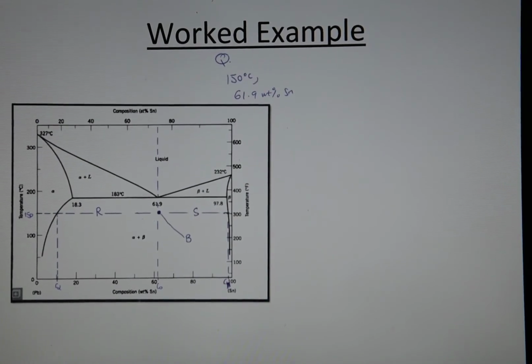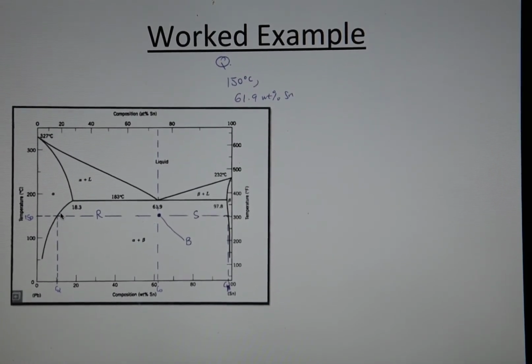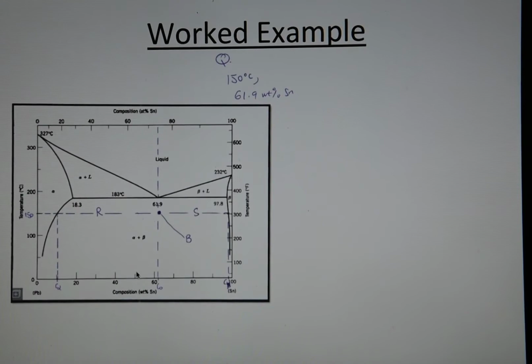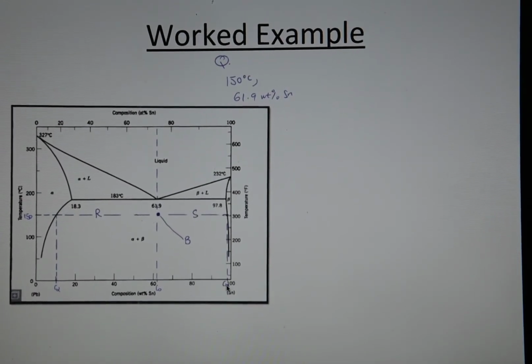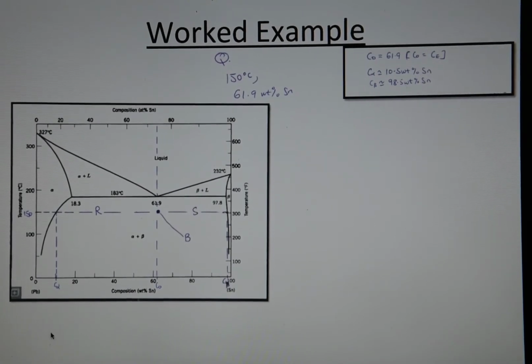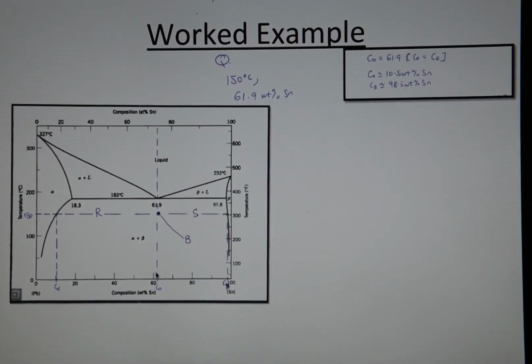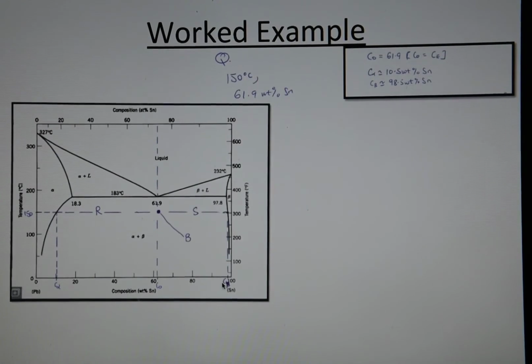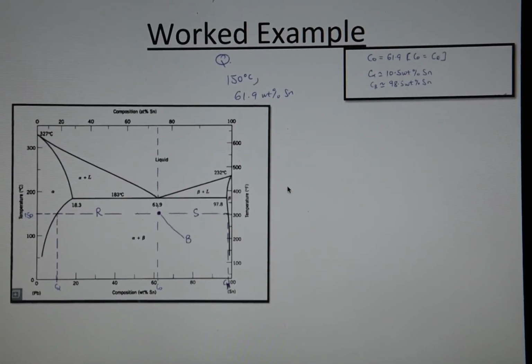So to get the composition of alpha and beta, you have to project these lines down to the horizontal axis to get C alpha and C beta. So the composition of alpha is approximately 10.5 weight percent tin, and the composition of beta is approximately 98.5 weight percent tin. So now you have to find the weight fraction.